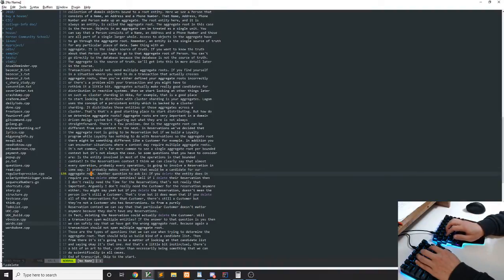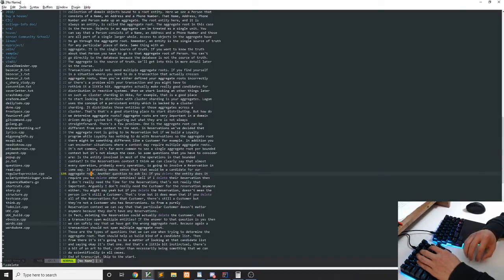Another question to ask is, if you delete the entity, does it require you to delete other entities? Well, if I delete their reservation, then I don't really need the time for the reservation. That's not really that important. Arguably, I don't really need the customer for the reservation anymore either. You might say, yeah, but if you delete the reservation, doesn't mean the person isn't still a customer. That's true.